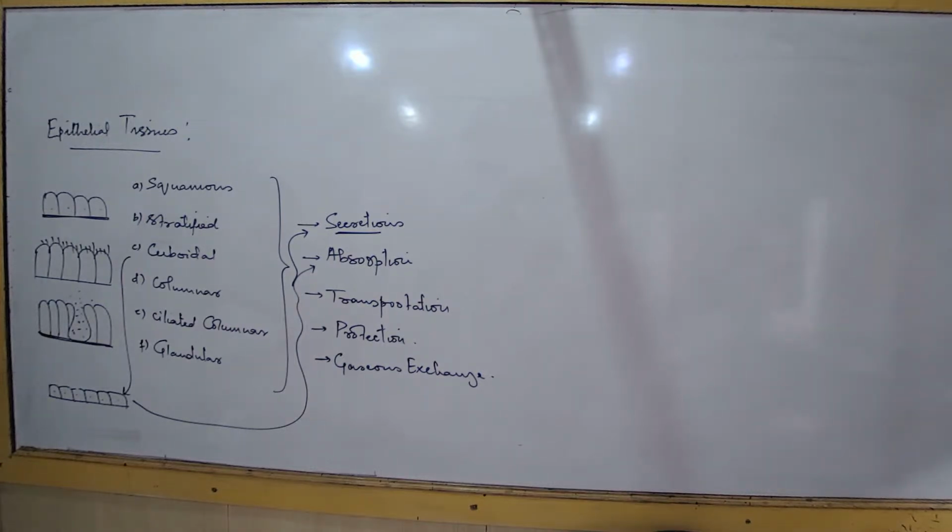Salivary glands and the kidney tubules, I told you. What is the next one? Glandular epithelium. Now this is the glandular. This is how the glandular looks like.